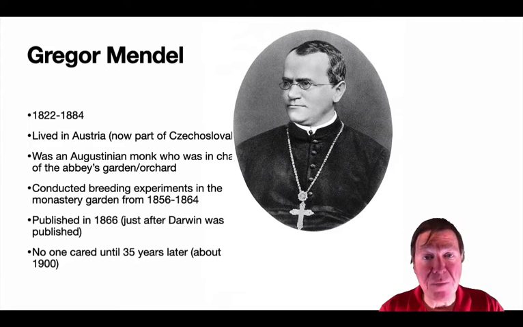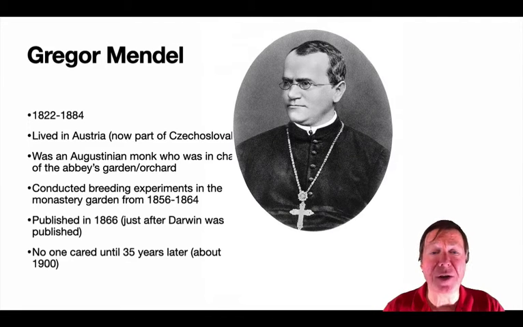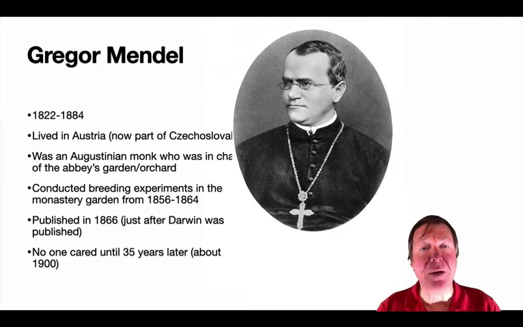He was an Augustinian monk, like I said, who was in charge of the abbey where he lived. He was in charge of the garden and the orchard. He was the one that raised the food for all the other monks and for the abbey. All right, and I'm sure that he probably had a gated garden because he didn't want people to come in and steal his crops and things. And if he had a gated garden, he probably locked it.